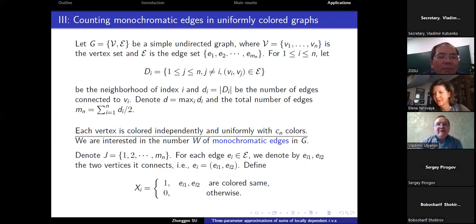Question. Such a simple question, if you don't mind. Basically the main interesting point is that here you are dealing with dependent variables. You have a dependent structure. What would happen if we remove that property? Instead of saying that those variables are dependent in some way, I say that they're independent. Would we get the original results related to Stein method?